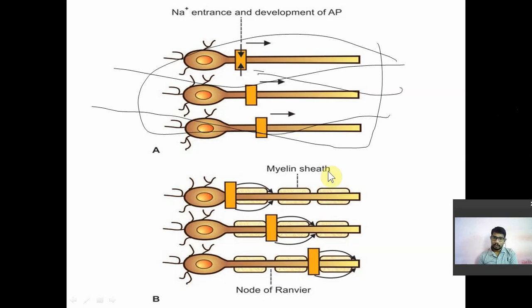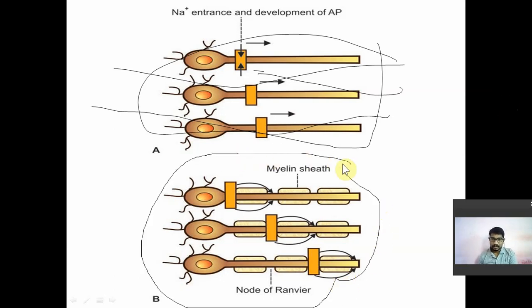Now, what happens in case of myelinated neuron? They are covered by myelin sheath. Where the myelin sheath is absent at certain points, they are known as nodes of Ranvier. Here are nodes of Ranvier. At these nodes, sodium will enter inside the cell and will cause depolarization, and then nerve impulse will be generated.